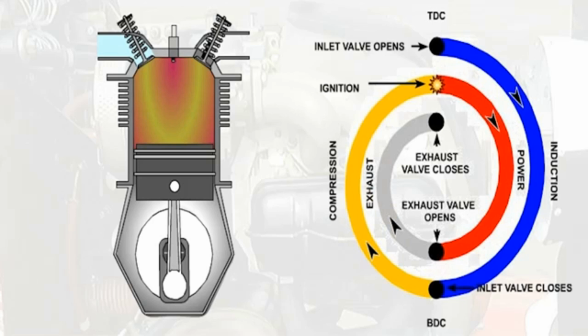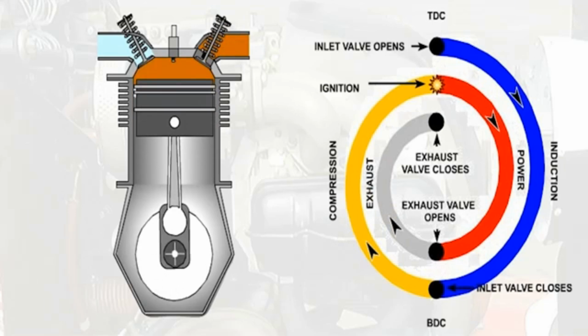The exhaust stroke. The exhaust valve now opens as the piston ascends, and the burnt gases, which are now at a very reduced pressure, escape to atmosphere. The piston continues to rise to top dead center, where the cycle begins again.